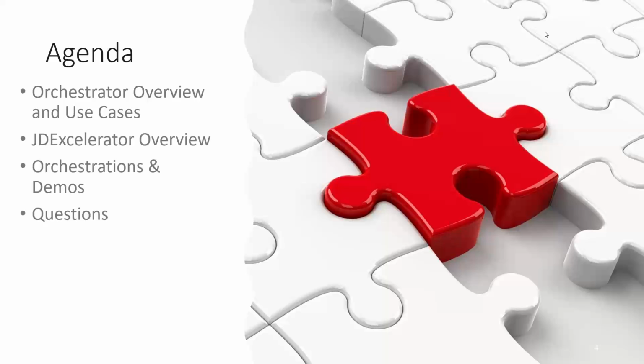So, very brief agenda. We're going to start with the Orchestrator overview and some high-level groups. I don't want to call them use cases. They're actually like groupings of different types of orchestrations and how they can be used. We're going to do a brief overview of the JDExcelerator and how it works with the Orchestrator. And then we're going to look at some actual Orchestrator use cases and demos and see how those orchestrations are built, how they can work, or how the JDExcelerator can work with them, and simplify everyone's life so that we don't have to do all that manual data entry in JD Edwards. And then finally, at the end, we'll leave some time for questions.